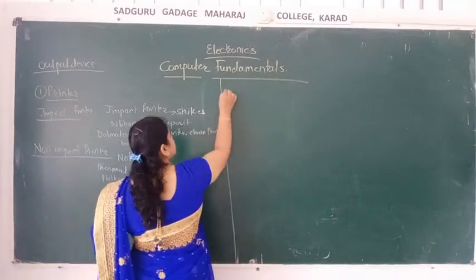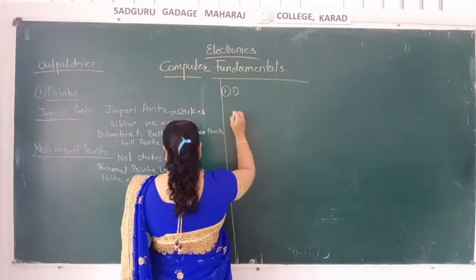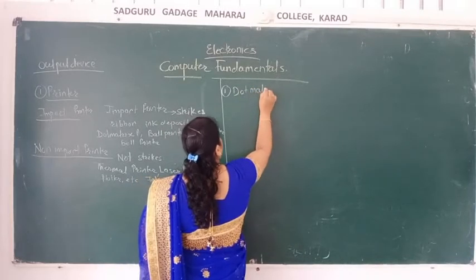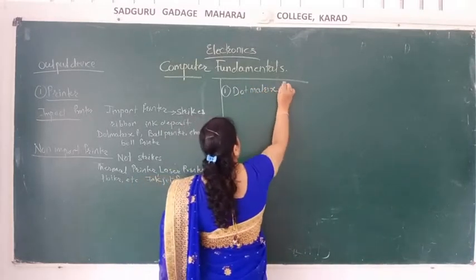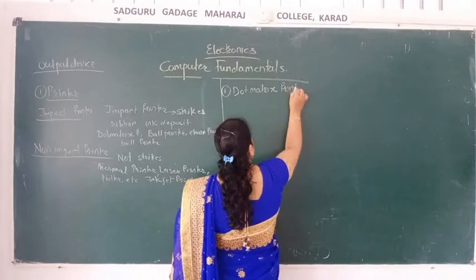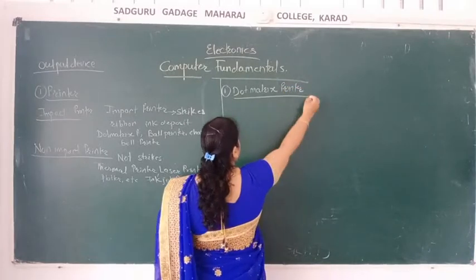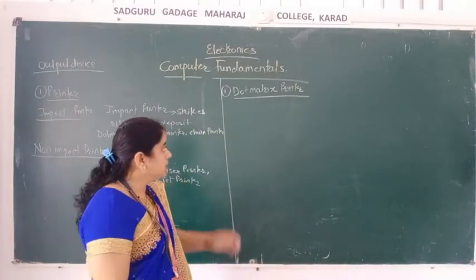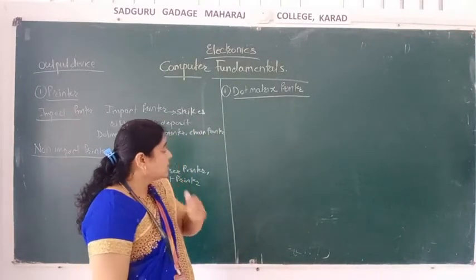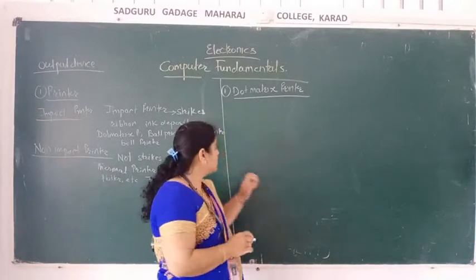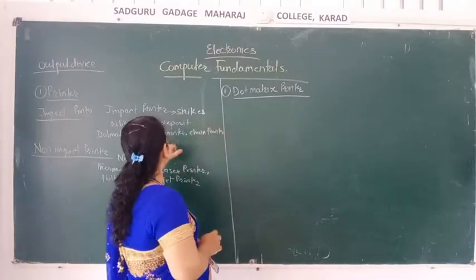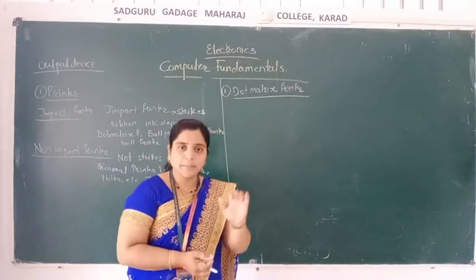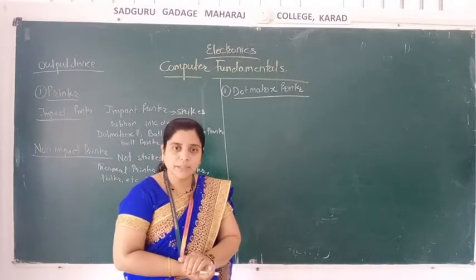First of all, we'll see the dot matrix printer. What happens in this printer? Dots are used in this printer. It strikes, no doubt it is a type of impact printer, so it strikes on the paper when ink is deposited.